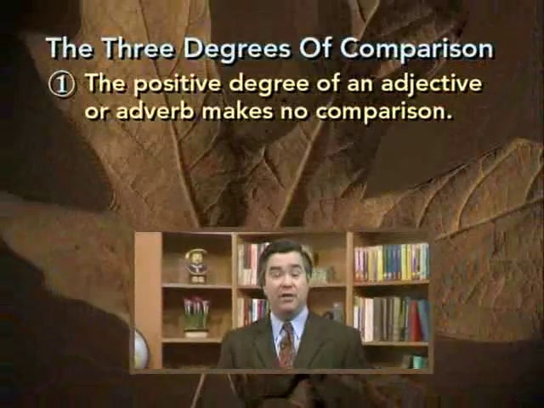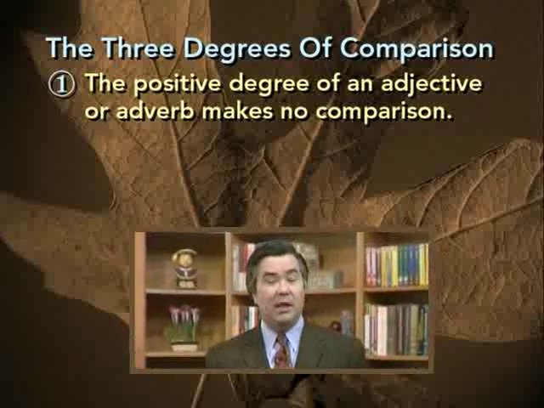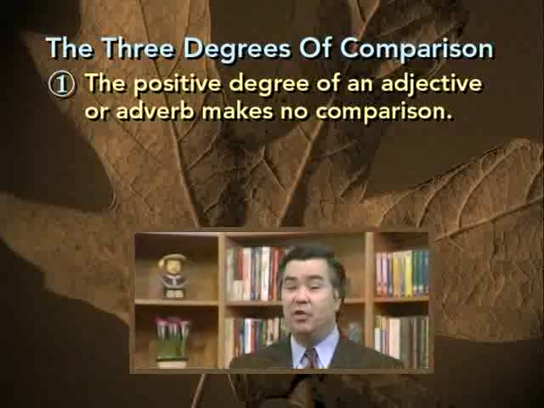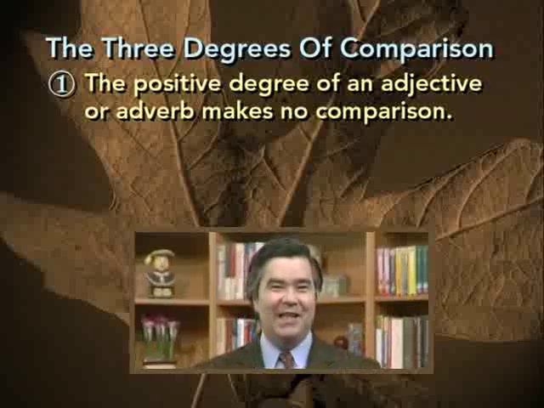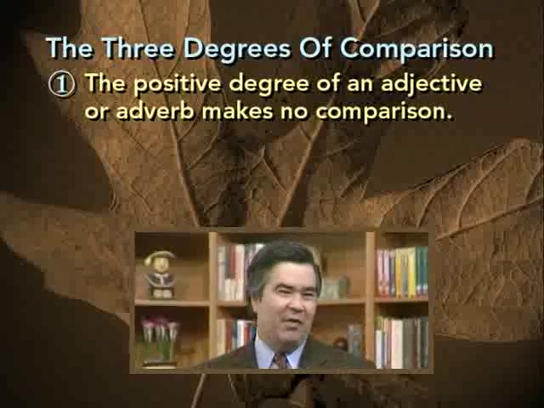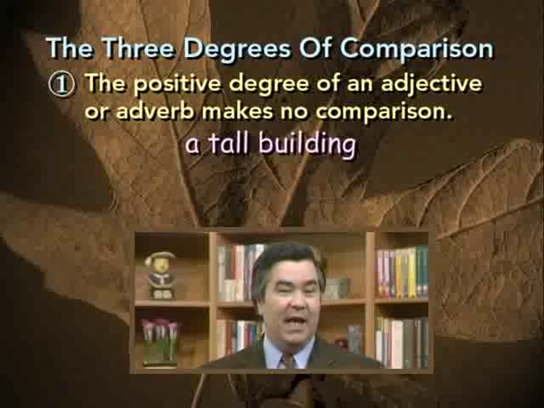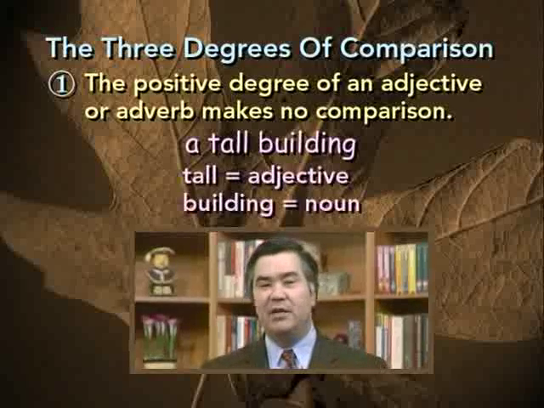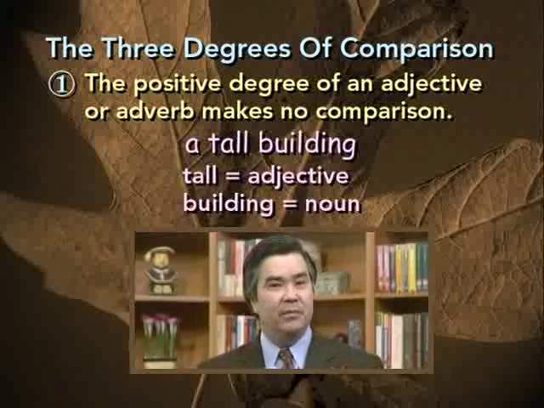First, the positive degree. The positive degree of an adjective or adverb makes no comparison. You might think of the positive degree of an adjective or adverb as being the normal way the adjective or adverb is used. Here are a couple of examples. A tall building. Here we have a phrase containing the adjective tall, modifying the noun building, and there's no comparison involved. So this is the positive degree of the adjective tall.